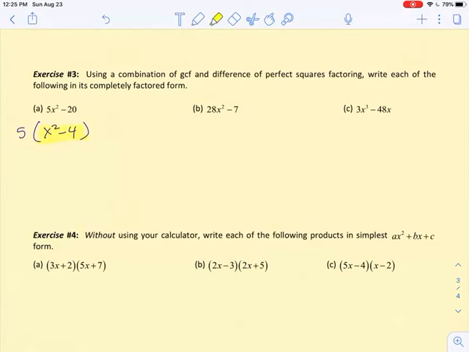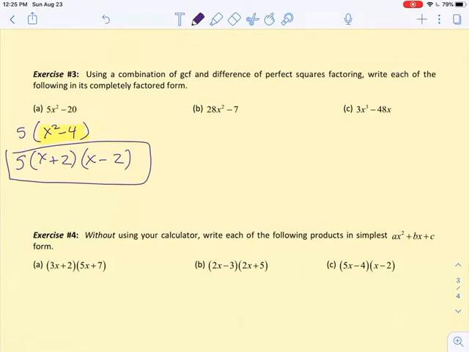Now this right here is the difference of two perfect squares. So the 5 is going to be hanging out in front, and I'm going to write my two sets of parentheses. X times x is x squared, 2 times 2 is 4, one's a plus, one's a minus, and that's my answer, final answer.